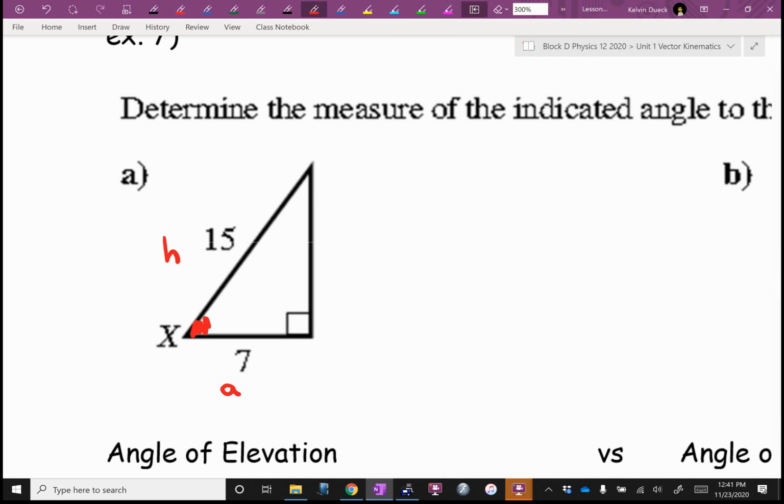Which trig function? Sorry, cosine. Cos. What always goes next to the trig function? Everybody? What's the angle this time? X. What's that going to equal? Adjacent over hypotenuse.